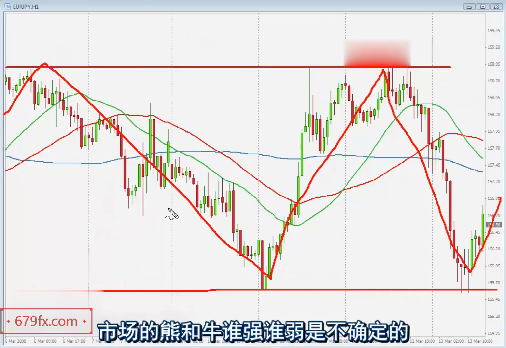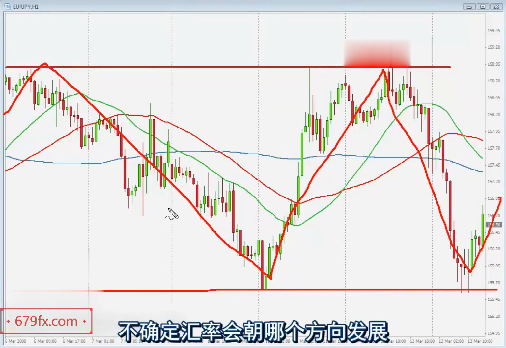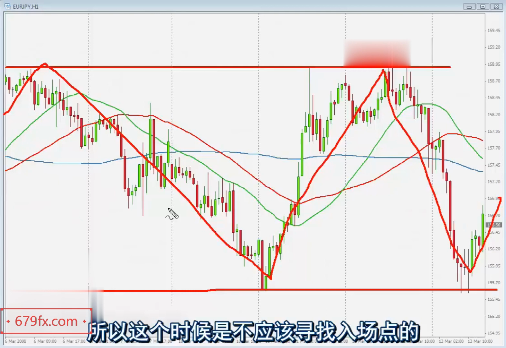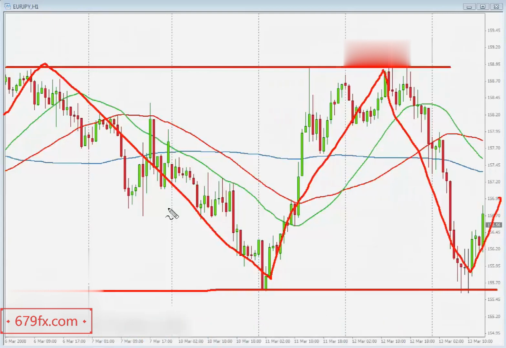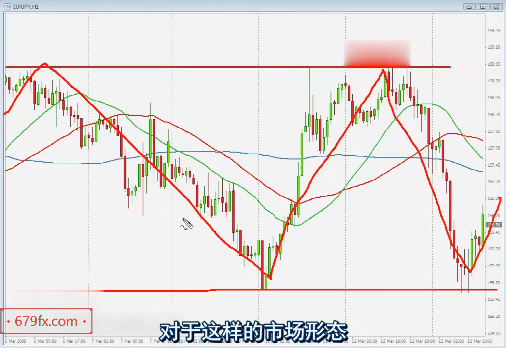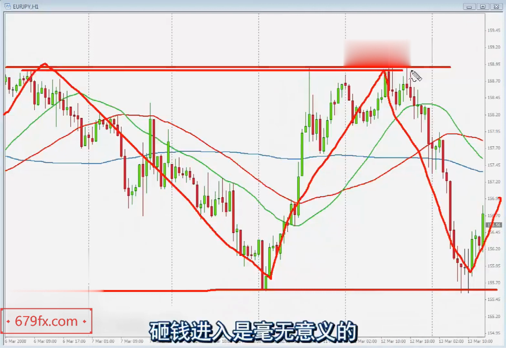the bulls and the bears are, let's say, undecided as to where they want to push price, in which direction this chart is heading, and therefore you don't want to search for trading opportunities. I always say that if there is no trend, there is no trade. It's pointless to risk your money searching for trading opportunities in this type of market condition.